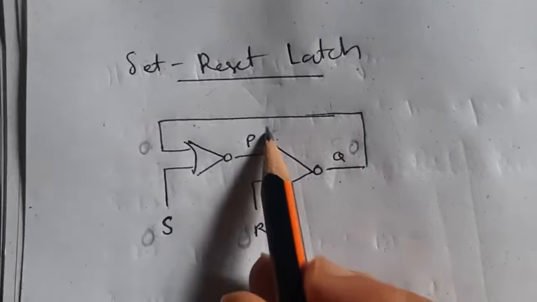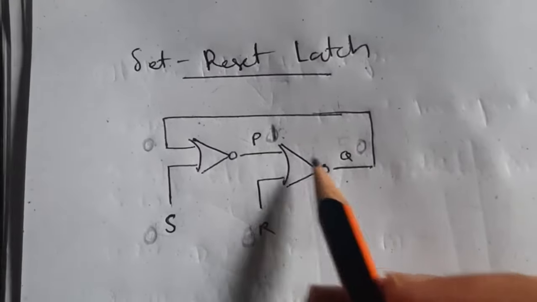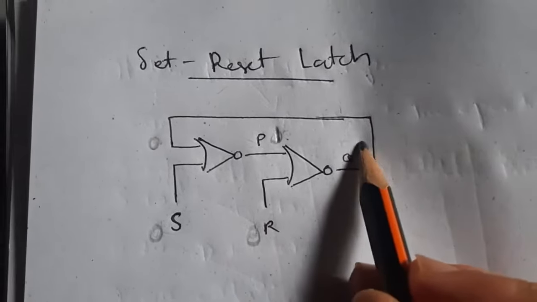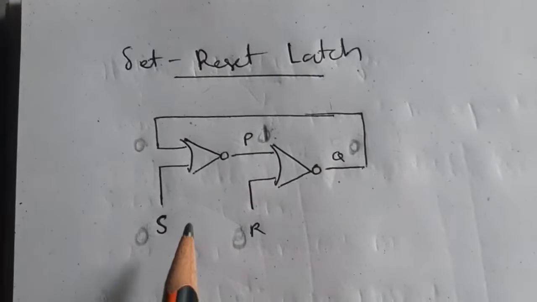This is 1 and 0. The output of 1 and 0 should be 1, but it is a NOR gate, so it will be 0. So it will be 0 here and it will be at this stable position.